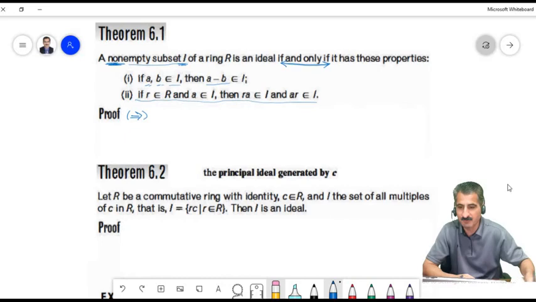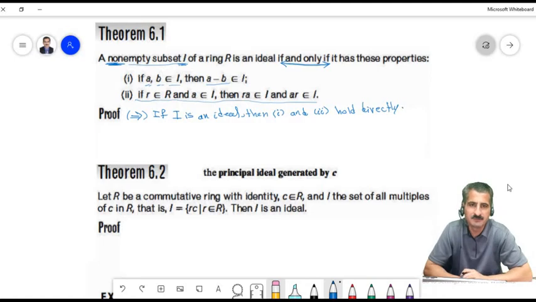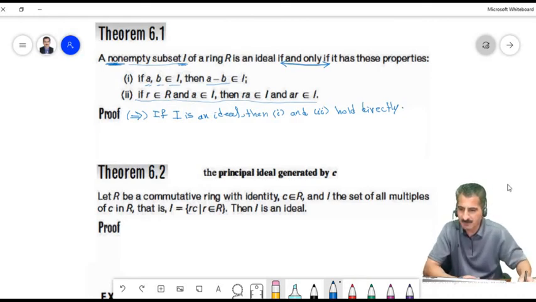So to prove it, let's prove this direction, which is direct. So if we assume I is an ideal, then for sure, by the definition, 1 and 2 hold directly, right? Because if it is an ideal, then it is a subring. So it is a subring, it satisfies these two conditions.